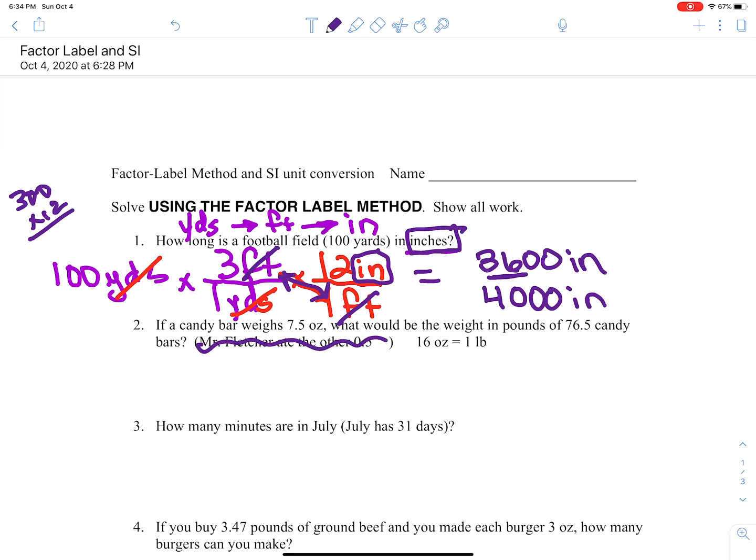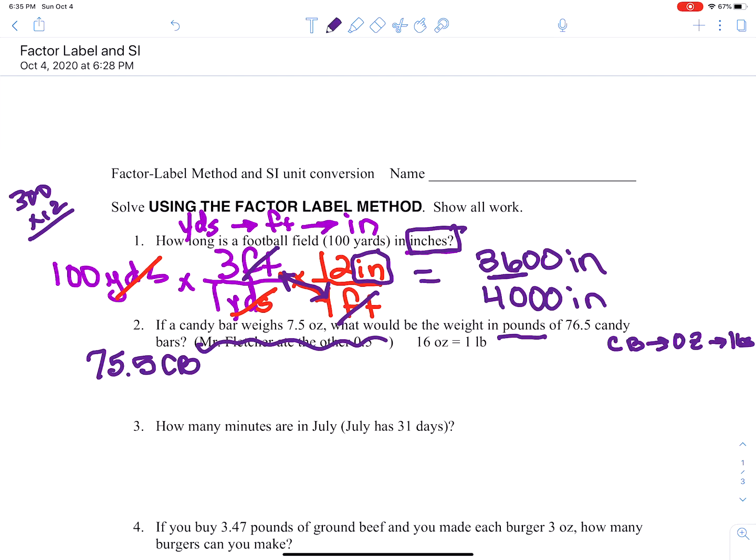I like to come up with my conversion factors by reading the problem, because sometimes the problem has it for you. Let's figure out what we're given here. So we have 76.5 candy bars, and I'm going to put CB for candy bars. I need to go from candy bars to ounces to pounds.